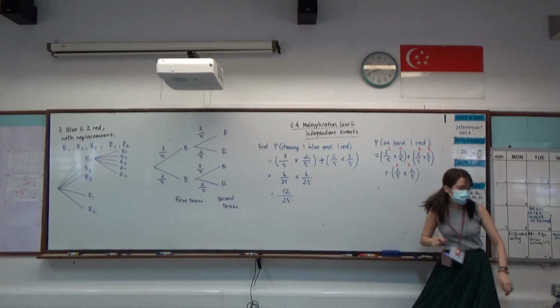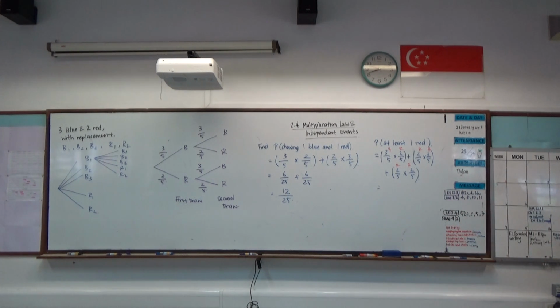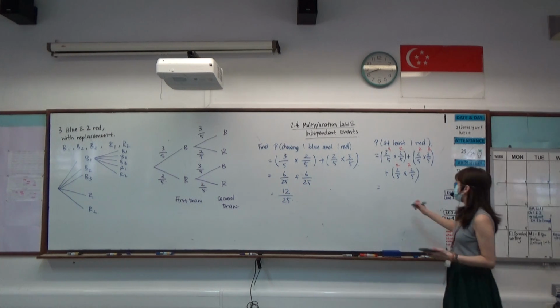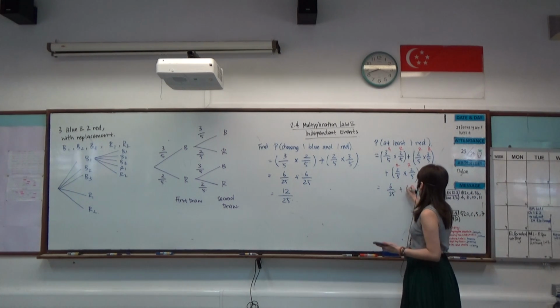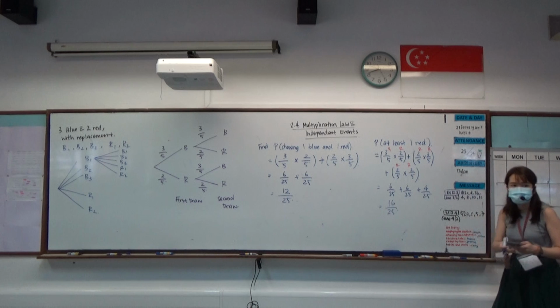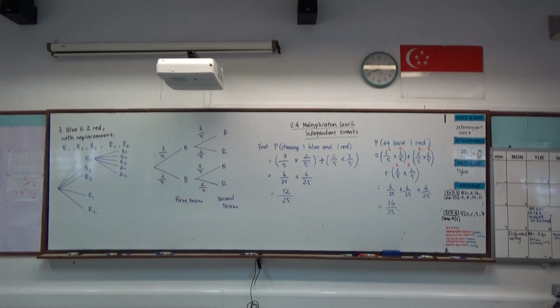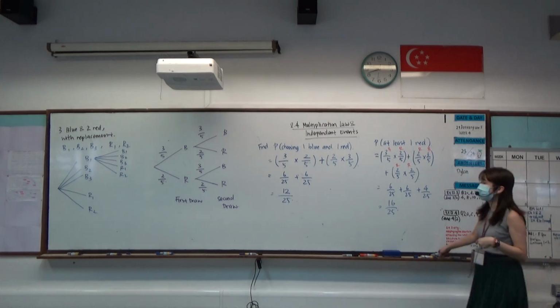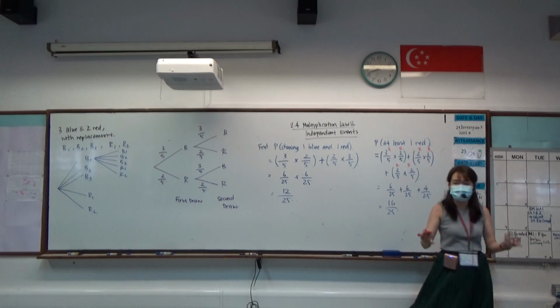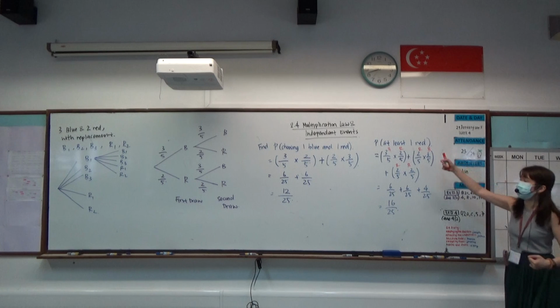Okay, and if we press this into the calculator, I get 6 over 25 plus 6 over 25 plus 4 over 25. So I get 16 over 25. Okay? Of course, there's another way of doing it. What is another way that we could do to solve this question?